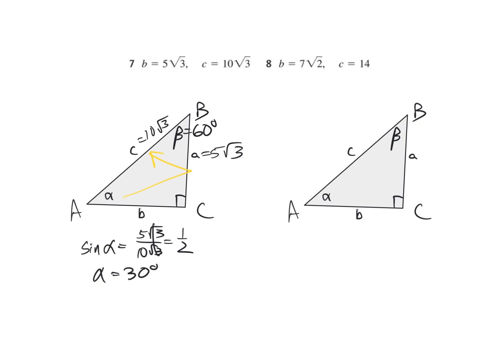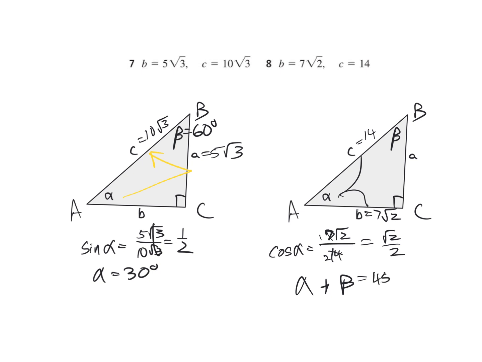All right, and number 8, B is 7 square root of 2. C is 14. Again, I'm just going to use alpha as the adjacent leg and the hypotenuse. So the cosine of alpha is equal to 7 square root of 2 over 14, which is square root of 2 over 2. Okay, so where's the x value? Square root of 2 over 2, that's 45 degrees. So alpha and beta are 45 degrees. Okay, well, what is A then? Well, A and B, if those are 45, then A and B are the same. So A is equal to 7 square root of 2.